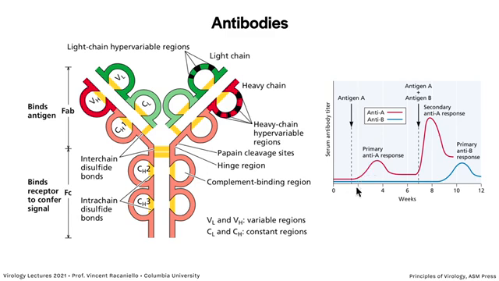The reason the primary response is slow, and we don't really go into that much in this course, is because, to make antibodies, you need to have rearrangement of antibody genes and then somatic hypermutation and affinity maturation to get high affinity antibodies. And that just takes time. But once they're made, they're stored in memory, and then you can respond very quickly.